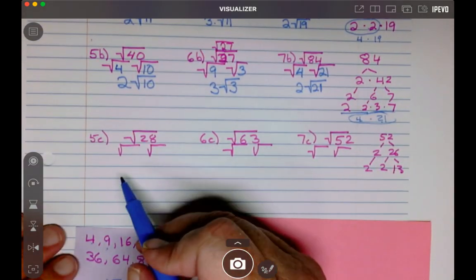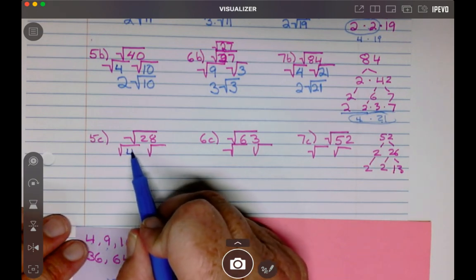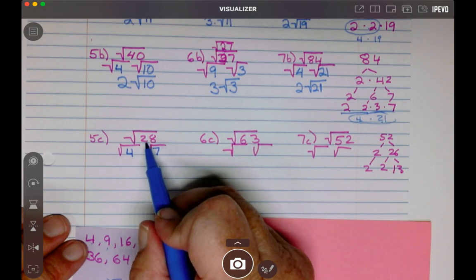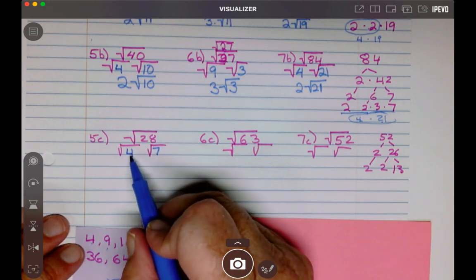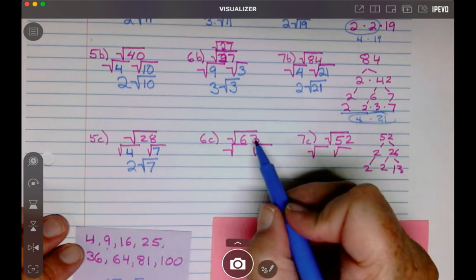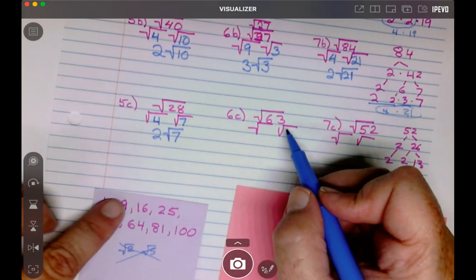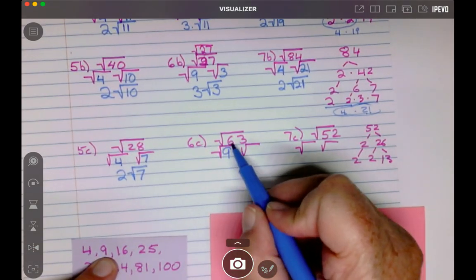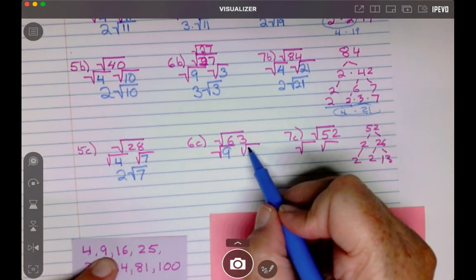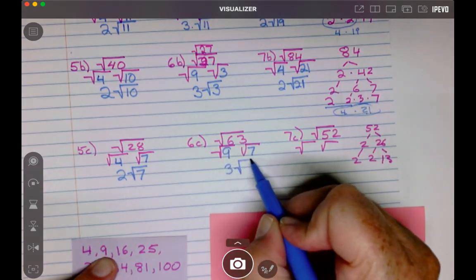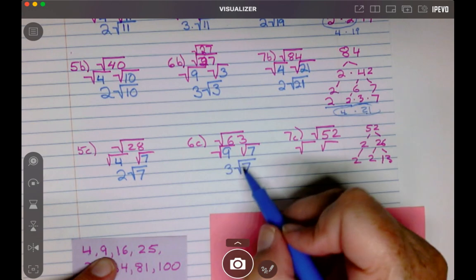Okay, square root of 28. Well, that is 4 times 7. Square root of 4 times square root of 7 is square root of 28. 4 simplifies, and you get 2 square root of 7. 63. Well, I look at my list, and I know that 9 is a factor of 63. And 6 plus 3 is 9, so that helps me know that. Square root of 9 is 3. Square root of 7 is an irrational number, square root of 7.